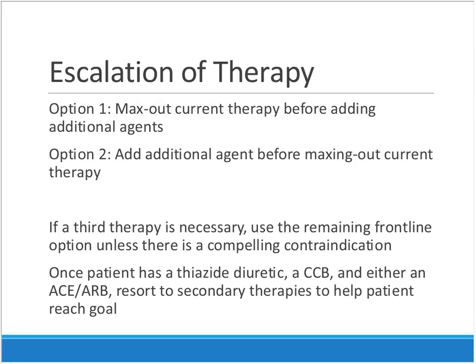Now, in the event that we require a third therapy, we will generally want to use the remaining frontline option unless there's a compelling contraindication. So like we said before, if we're concerned about the angioedema in an African-American patient, or if we have a lady who is considering becoming pregnant, for example, those might be sufficient reasons to rule out one of these frontline therapies in favor of something else.